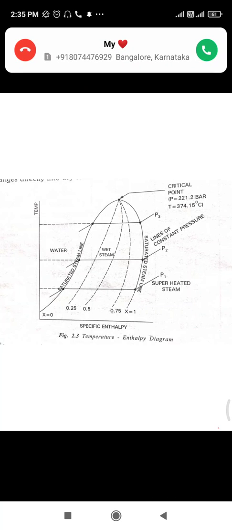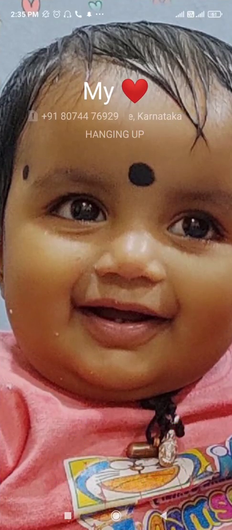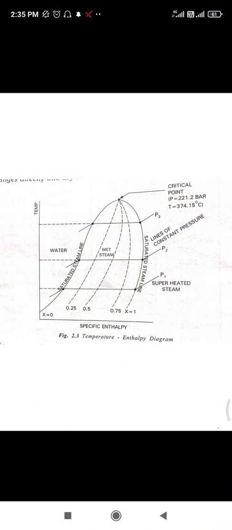The diagram is produced by plotting the curves for various pressure values. The saturated water line is obtained by joining the saturated water points at various pressures, and similarly the saturated steam line is obtained by joining the saturated steam points. The two curves divide the diagram into three regions.